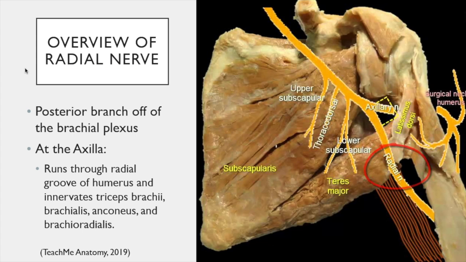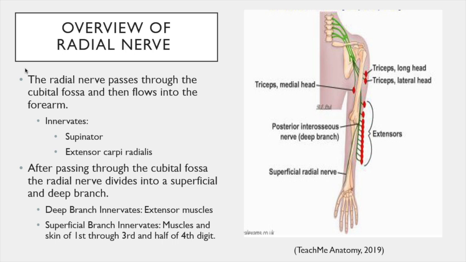The overview of the radial nerve. To start, we will provide a brief overview. The radial nerve is a posterior branch off of the brachial plexus. At the axilla, it runs from the radial groove of the humerus and innervates the triceps, brachialis, anconeus, and brachioradialis.